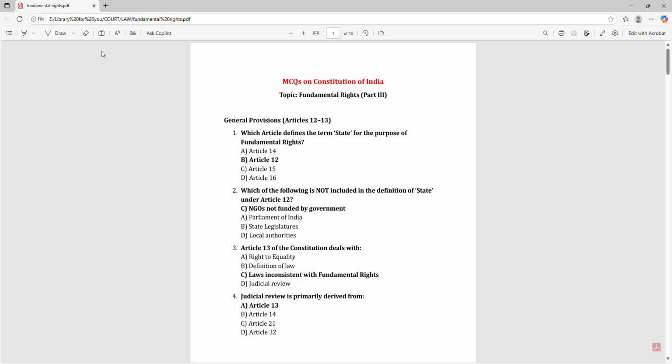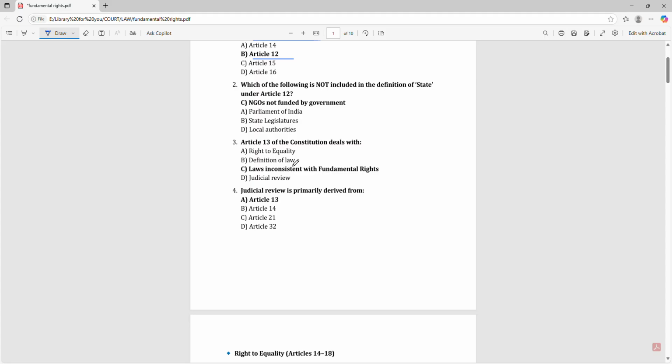Which article defines the term state for the purpose of fundamental rights? Article 12. Which of the following is not included in the definition of state under Article 12? NGOs not funded by the government. Article 13 of the Constitution deals with laws inconsistent with fundamental rights. Judicial review is primarily derived from Article 13.